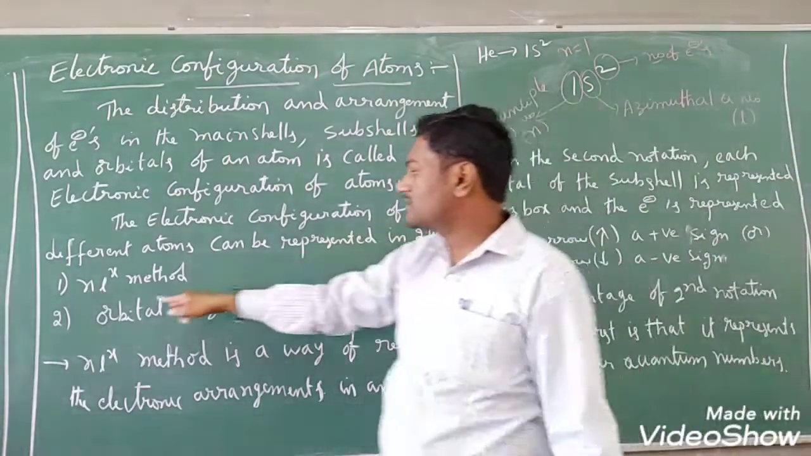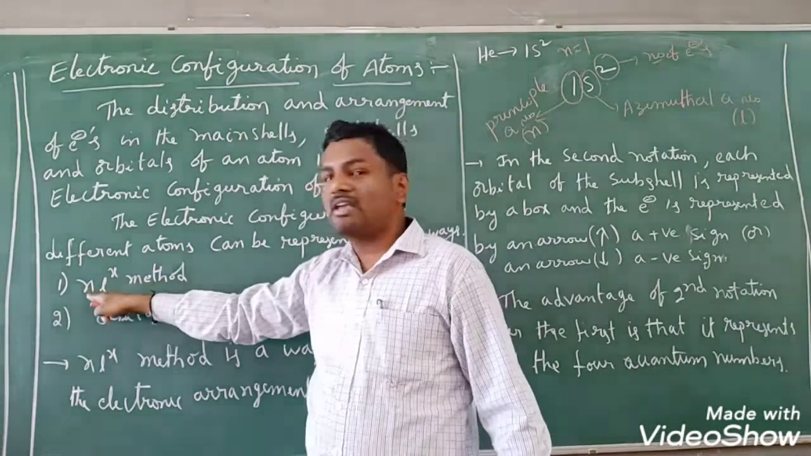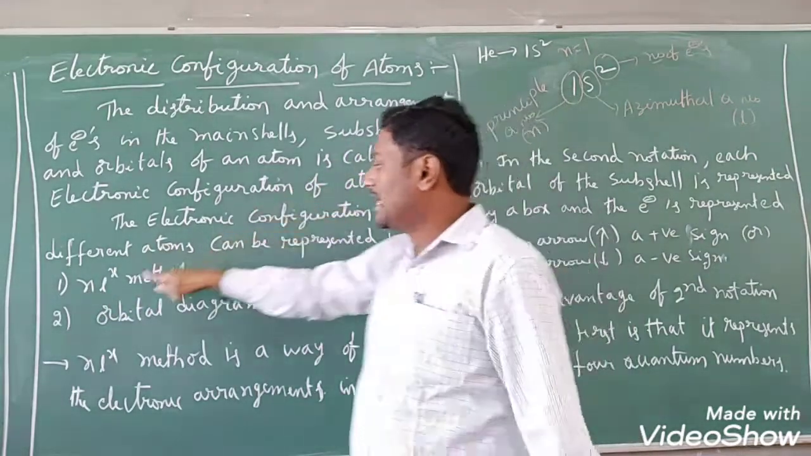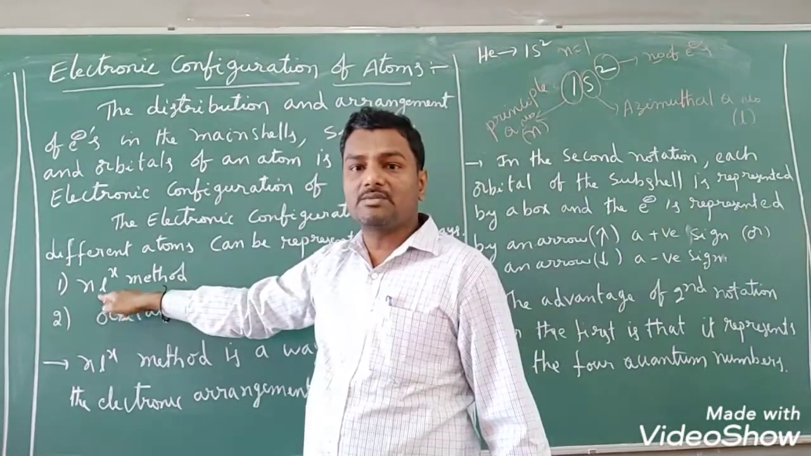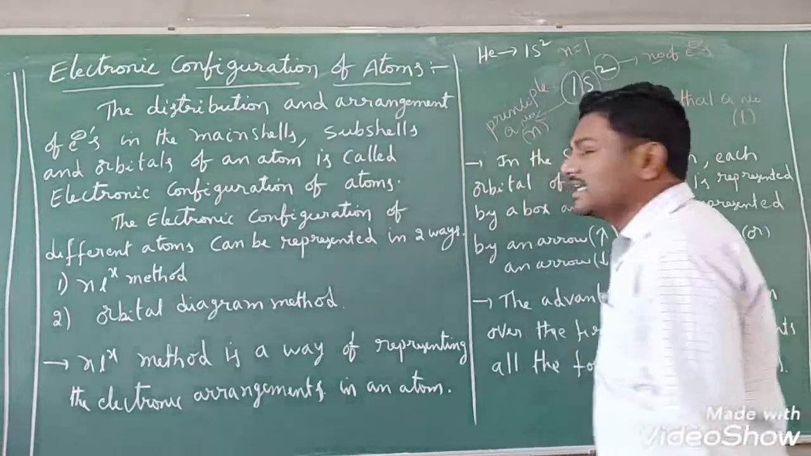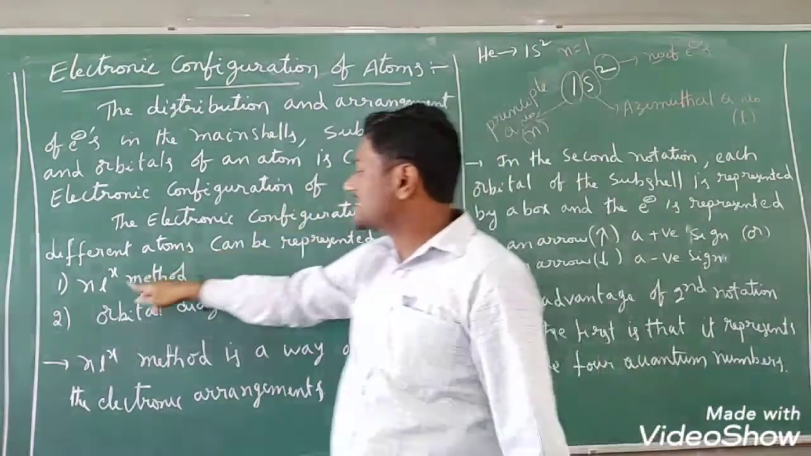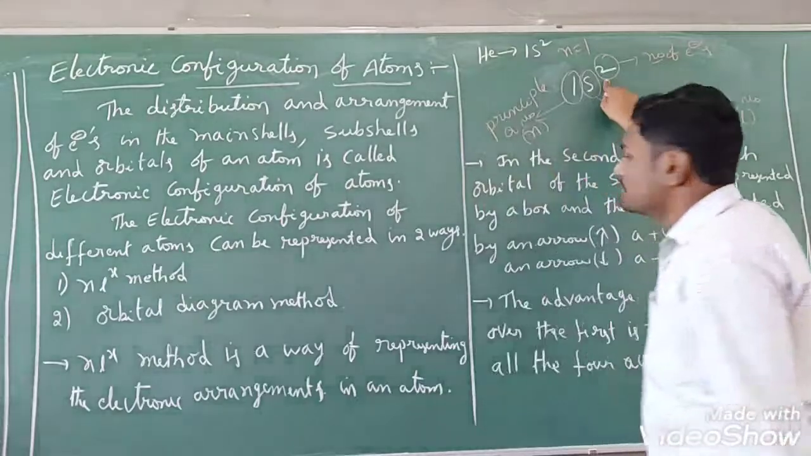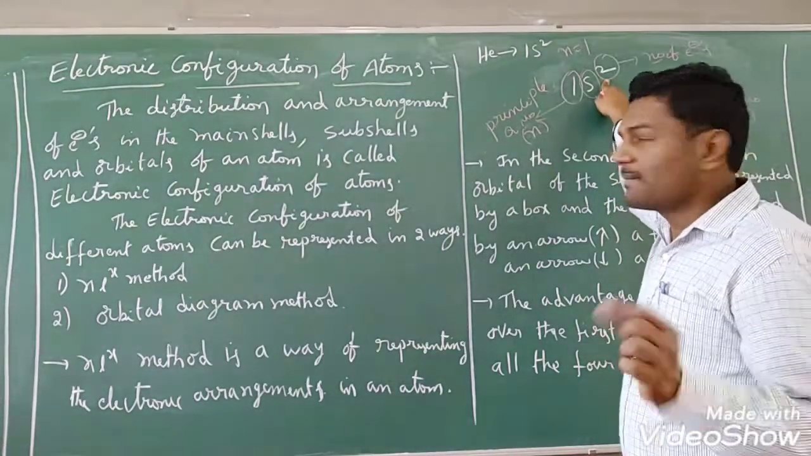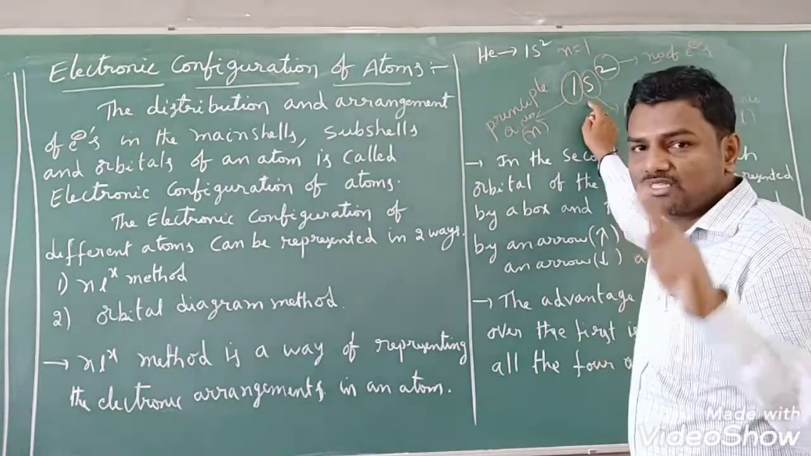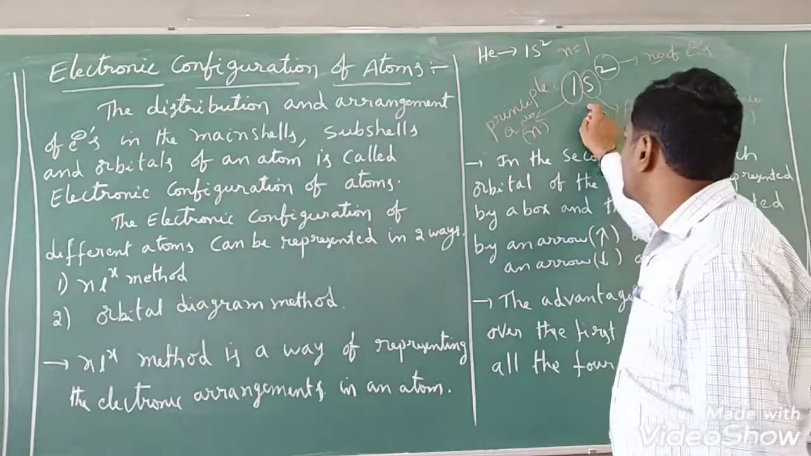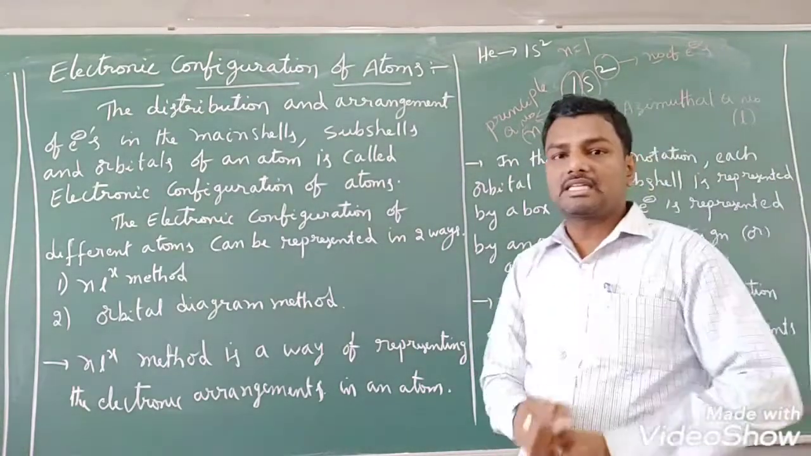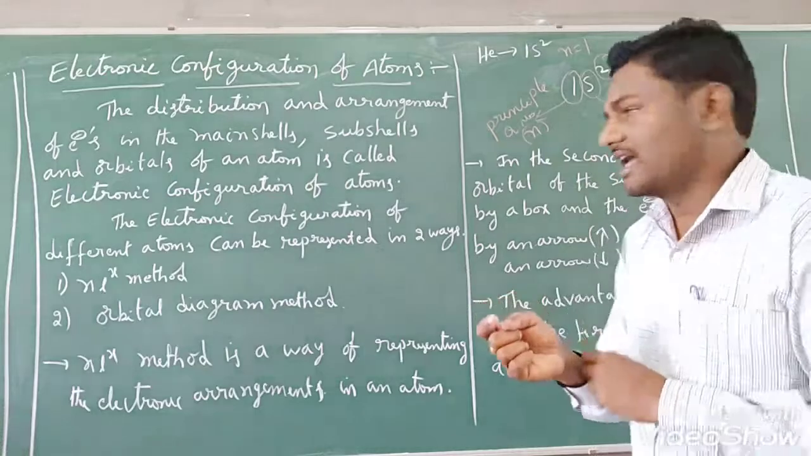So here, in nlx, n means the principal quantum number; in place of n, 1 is there. l indicates the azimuthal quantum number; in place of l, the s subshell is present. Here x is nothing but the number of electrons; in place of x, 2 is present. That means 2 electrons are present in this subshell, students. So like this we can represent. This is the way of representing the electronic arrangements in atoms.